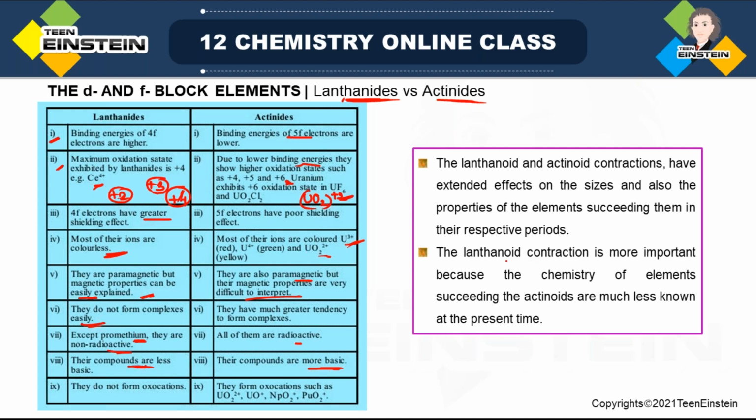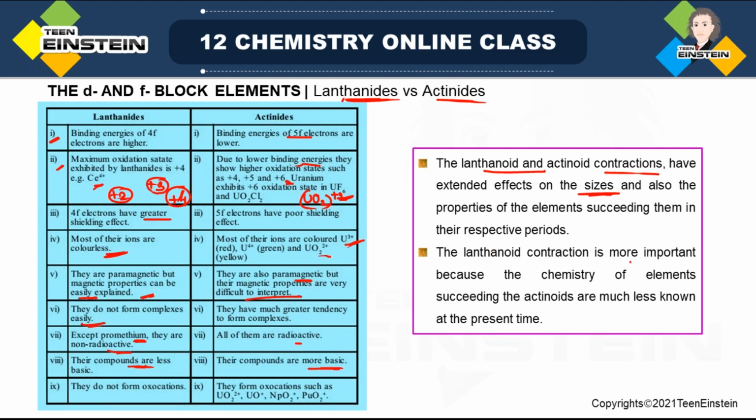Now there are some similarities also. The lanthanide and actinide contraction. In both cases there is some contraction, and they have extended effect on the sizes of the next elements. That is, after lanthanides, for all the elements that you have, there is a direct consequence we can see, and similar is also true for the actinides. Remember the consequences of lanthanide contraction, 4 to 5 points we have discussed, and there you have seen how the post-lanthanide elements are affected because of this lanthanide contraction.